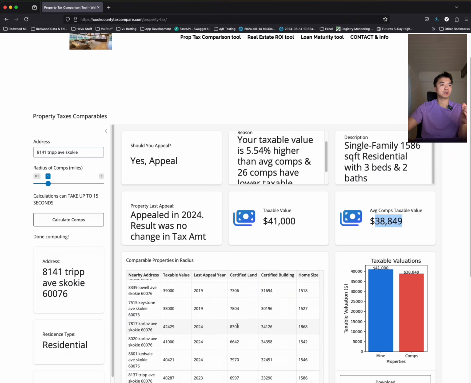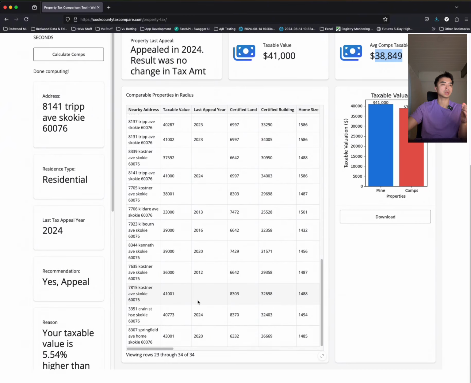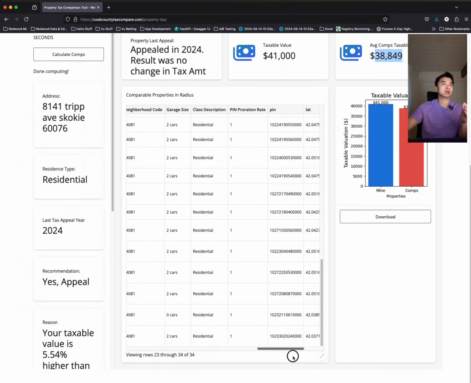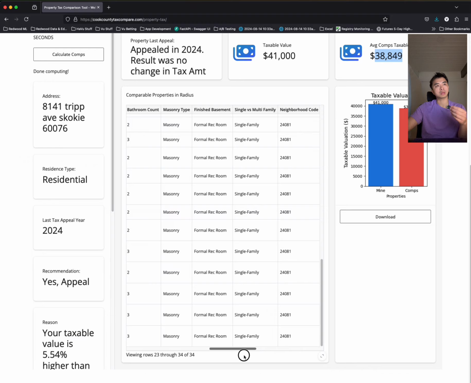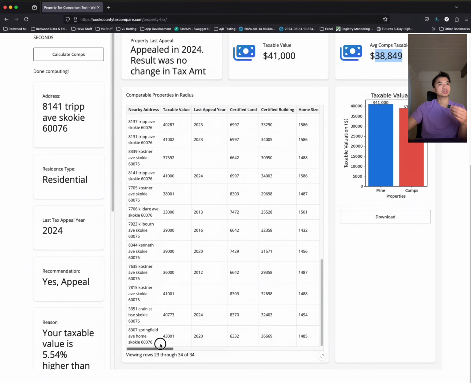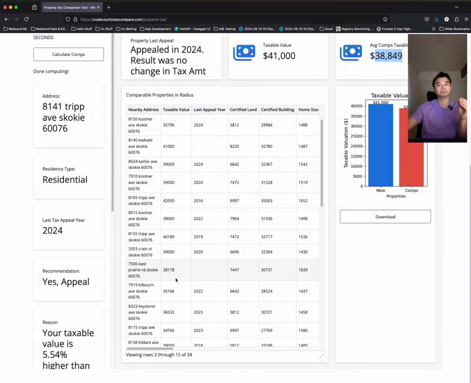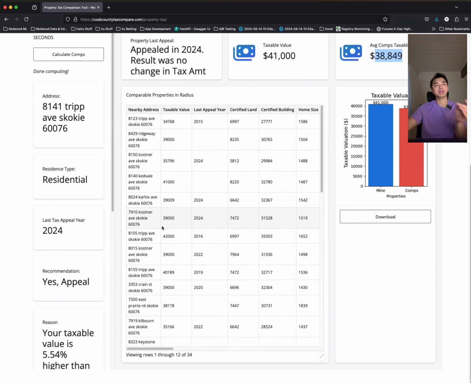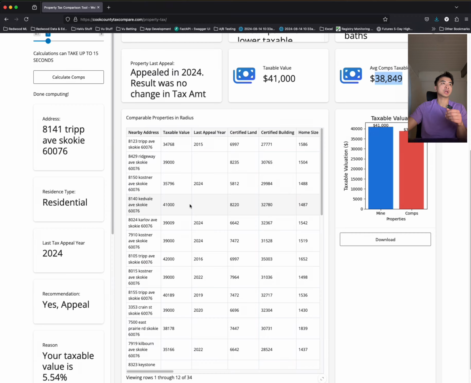This also gives all the comparable comps right here, along with all their descriptions, all their attributes and features. So you can use this, download it, and send it to the county. So when you appeal your taxes, you can say, hey, these are all the comparable properties within my radius. They have lower taxable values than mine. Please lower my property tax, and hopefully this helps.